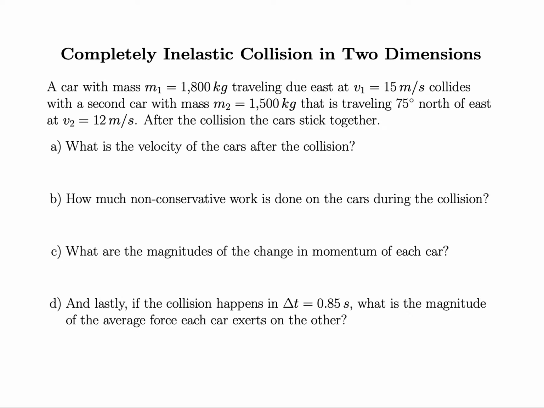The first car has a mass of 1,800 kilograms and it's traveling due east at 15 meters per second. The second car, that has a mass of 1,500 kilograms, is traveling northeast, actually mostly north, 75 degrees north of east at 12 meters per second. And after the collision, the cars stick together and slide away. There are four parts to the problem.